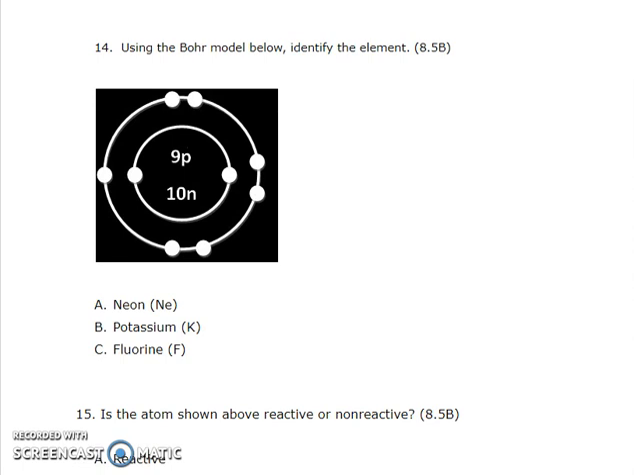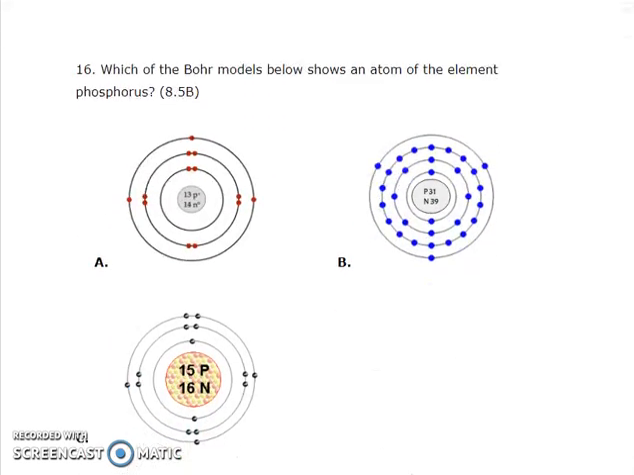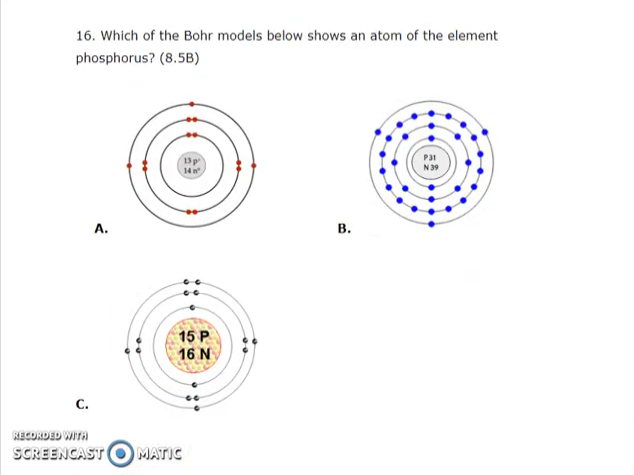Number 14. Using the Bohr model below, identify the element. A, neon, B, potassium, C, fluorine. Number 15. Is the atom shown above reactive or non-reactive? A. Reactive. B. Non-reactive. Number 16. Which of the Bohr models below shows an atom of the element phosphorus? A, B, or C?